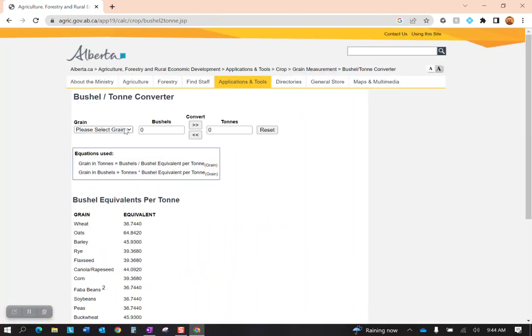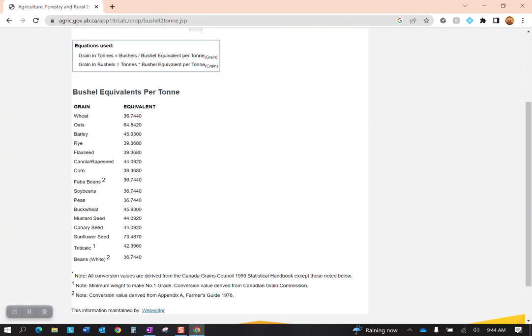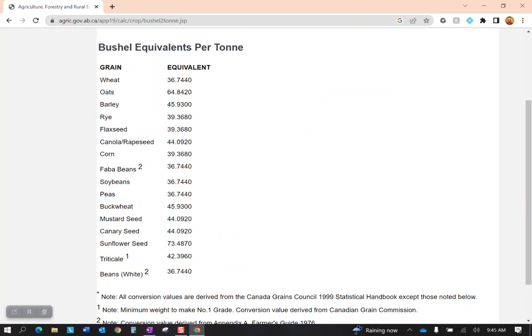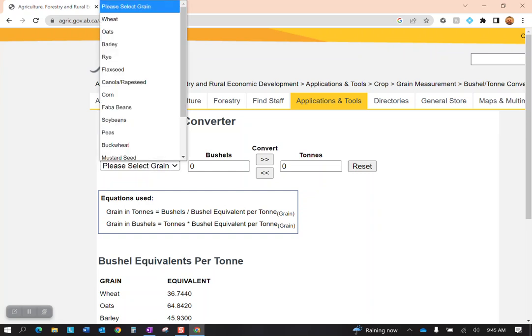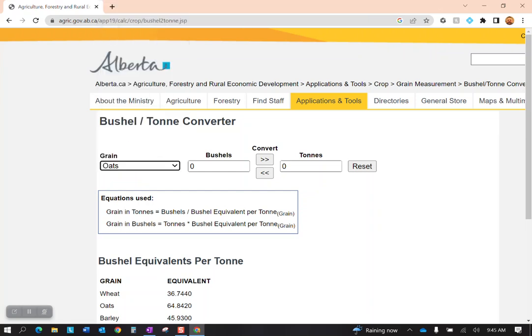So what you do is you select your grain. Okay, now here's all the different bushels, right? There's bushels, equivalents per tons, and there's probably more to it than just that. And so you can select the grain that you're working with, so oats. Say your load is 120 bushels, you need to know how many tons that is. And it's 1.85 tons. Well, your truck can hold 2 tons, so you're fine.